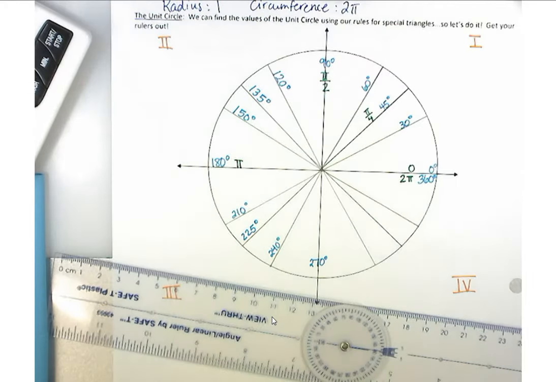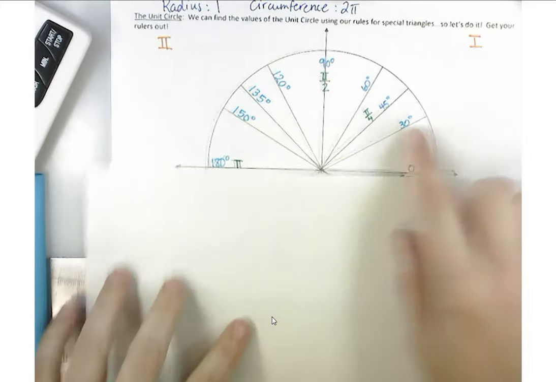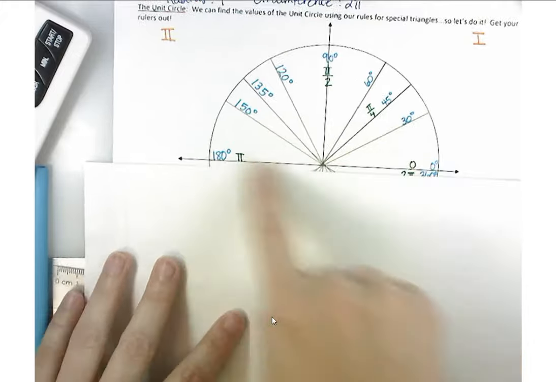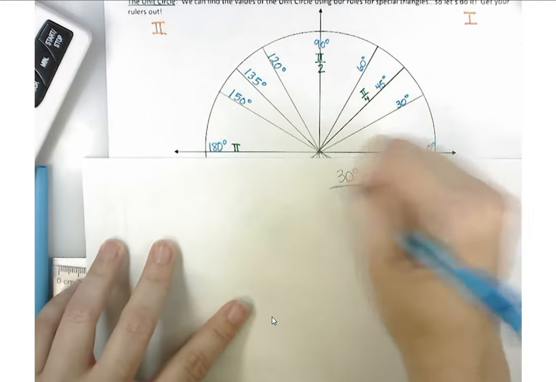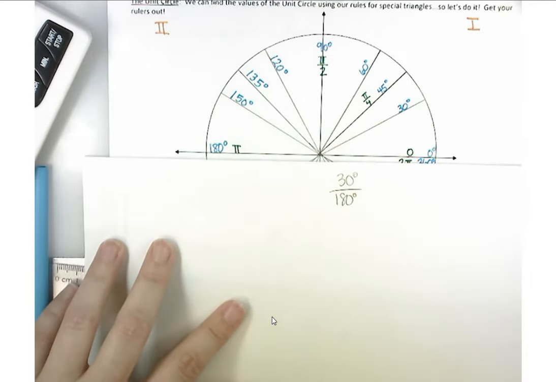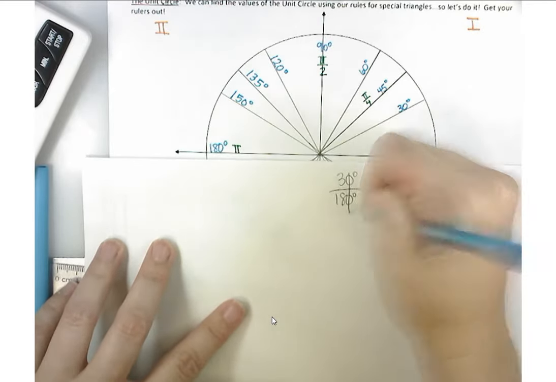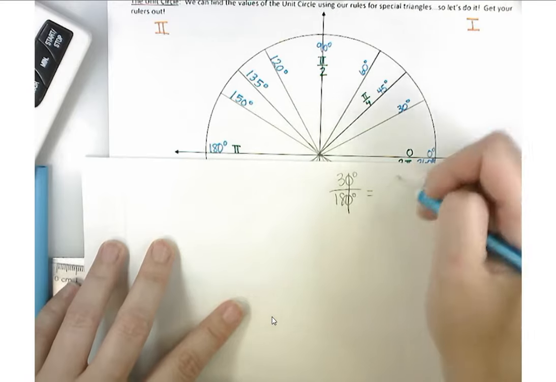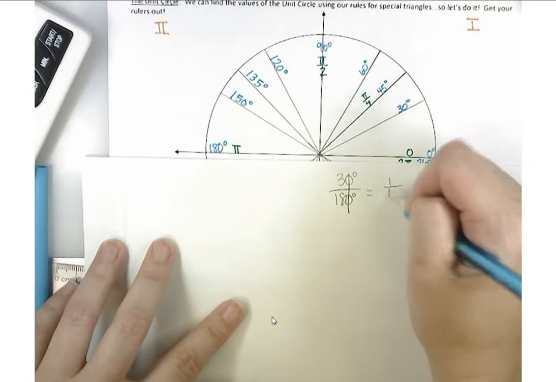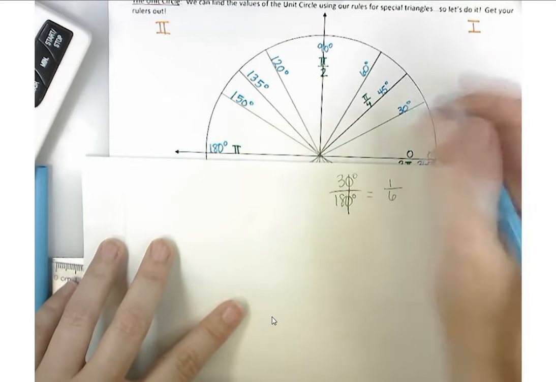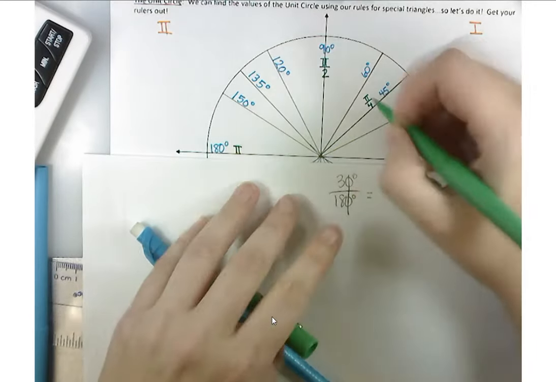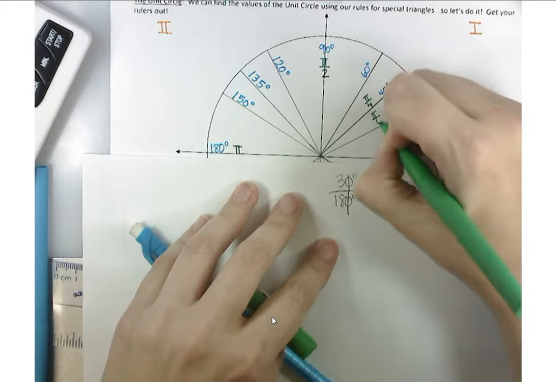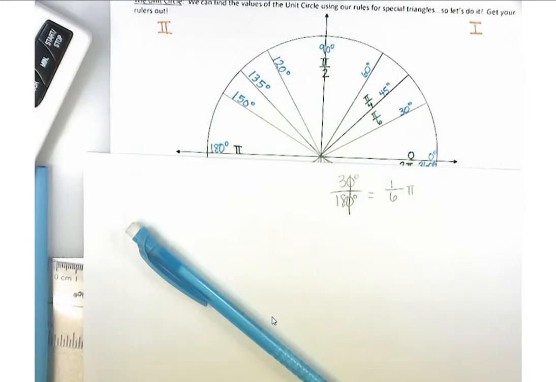Now for 30 degrees and 60 degrees, I want you to think of it like this. This is 30 degrees of the top half of the circle. So if you did 30 degrees over 180 and you reduced it, you could divide by 10, and then 3 over 18 is going to be what? 1/6. Because we're talking about radians, it'll be 1/6 times pi, or pi over 6. So that's why 30 degrees is pi over 6. It's a ratio.